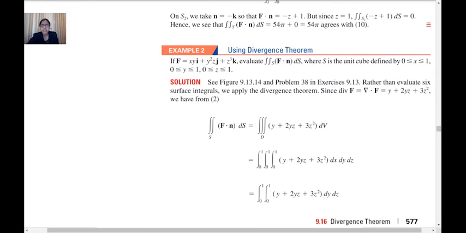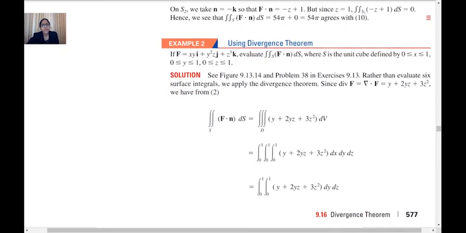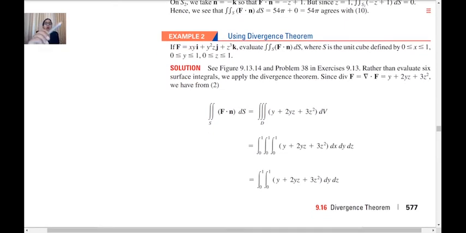Now this is another simple example which we can easily see. We are given a vector field F equal to xy i plus y square z j plus z cube k. We are asked to evaluate the double integral over S of F dot n dS, where S is the unit cube, given by x, y and z lying between 0 and 1. So here we have to evaluate the double integral over S of F dot n dS. So how can we easily do it?